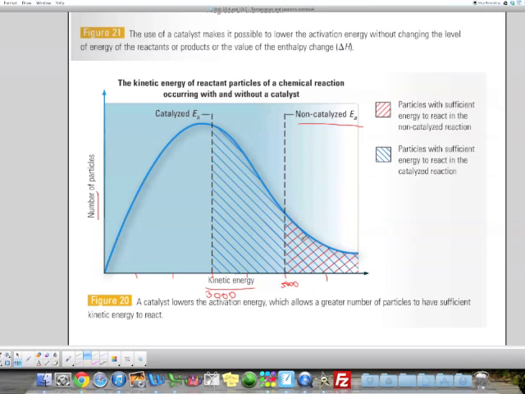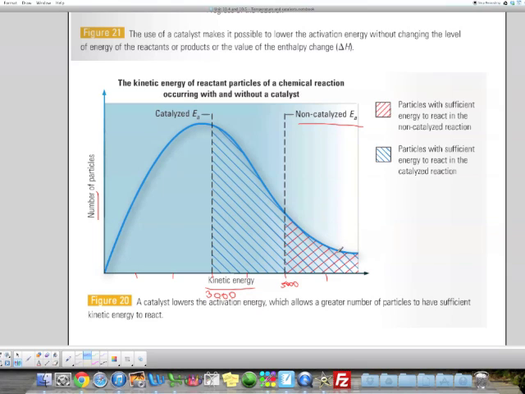So all the particles that have at least 5,000 kilojoules will be able to react. The others on this side, all these here, if you look at your curve, all these are the particles that don't have 5,000 kilojoules. These would not react. They would have elastic collisions. These over here would have inelastic collisions, because they have enough energy, they'll collide, they'll break apart, they'll become products.